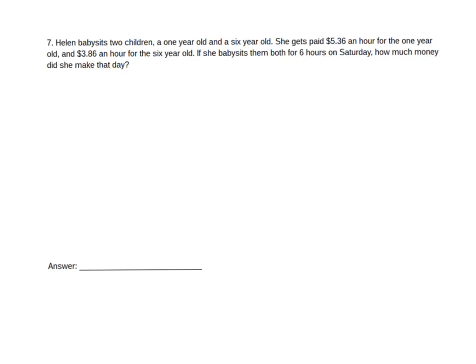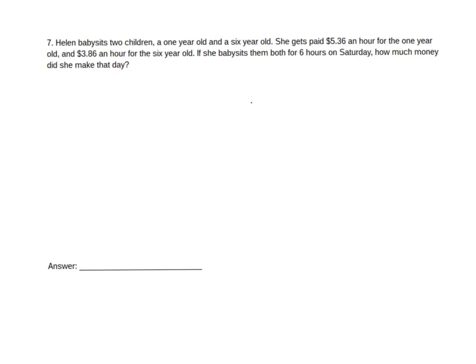Our last problem today says Helen babysits 2 children, a 1-year-old and a 6-year-old. She gets paid $5.36 an hour for the 1-year-old and $3.86 an hour for the 6-year-old. If she babysits them both for 6 hours on Saturday, how much money did she make that day? So she's got 2 children, a 1 and a 6-year-old. She gets paid $5.36 for the 1-year-old and $3.86 for the 6-year-old. She babysits them both for 6 hours.